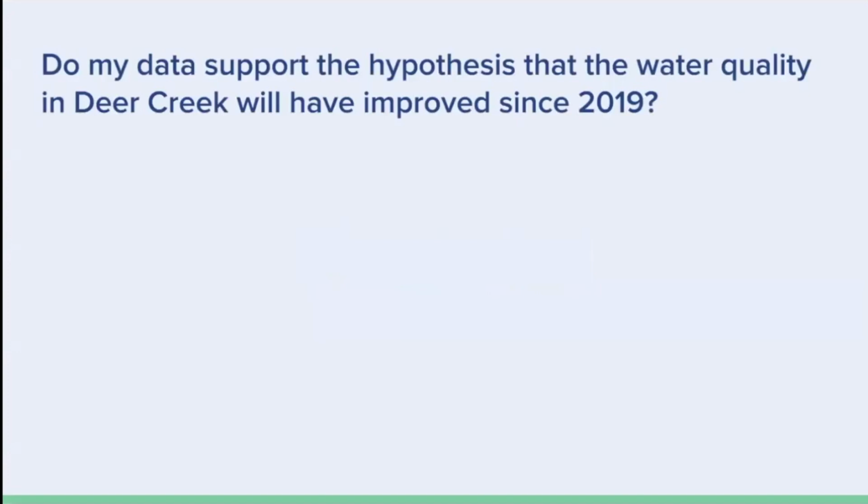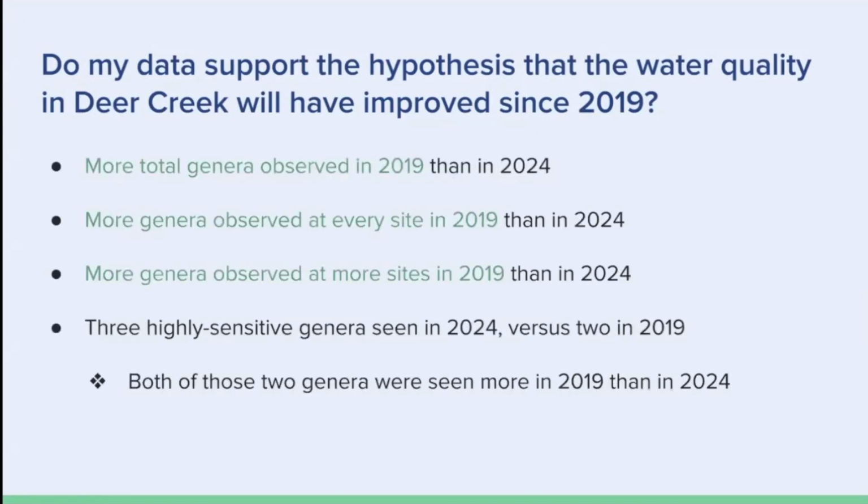So let's discuss that. I think that's a pretty interesting conclusion. First question, do my data support the hypothesis? My data support the hypothesis that the water quality in Deer Creek will have improved since 2019. I sort of spoiled what I think, but let's look at the facts. More total genera observed in 2019 than in 2024. More genera observed at every site in 2019 than in 2024. More genera observed at more sites in 2019 versus 2024.